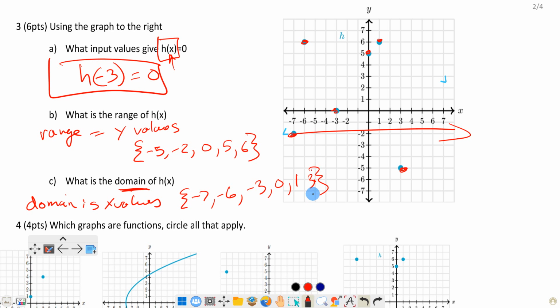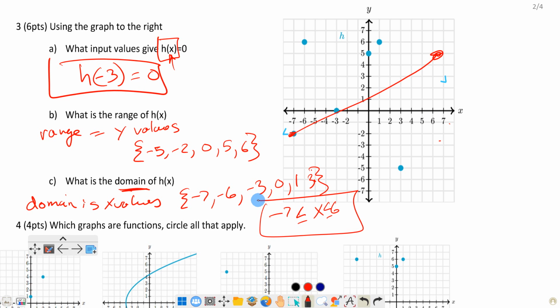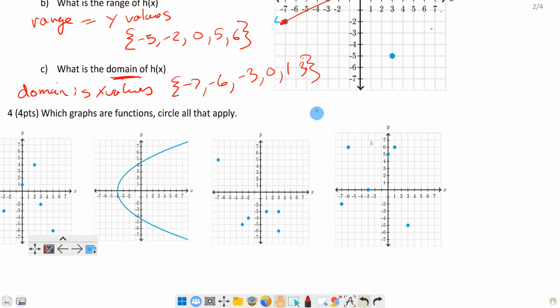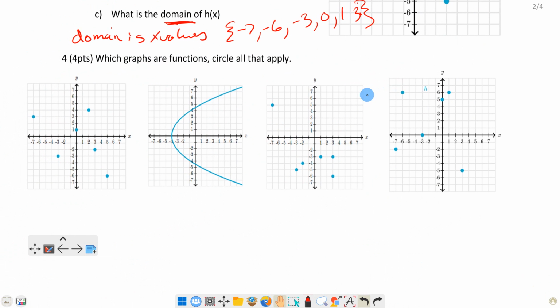So that's our domain. But if we had something like a line, if we went from here to here, our domain would have been -7 less than or equal to x, less than or equal to 6, something like that. But we don't have that line, we only have dots, so we have to pick just those spots. And then we're looking here at which graphs are functions.